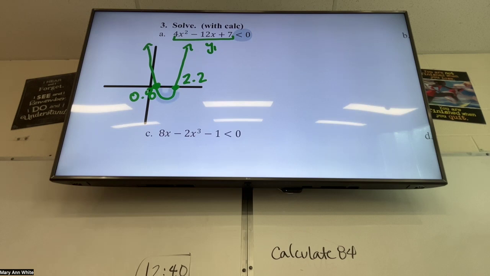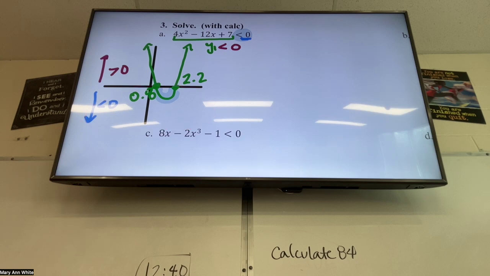Basically, where my graph is less than zero is when I'm below the x-axis. So when I'm below the x-axis, that means I'm less than zero, less than or equal to zero. And then when I'm above the x-axis, that's when I'm greater than zero. So I want to know, remember this is the same thing as y1. Where is my y less than zero? My y's are less than zero all down here.